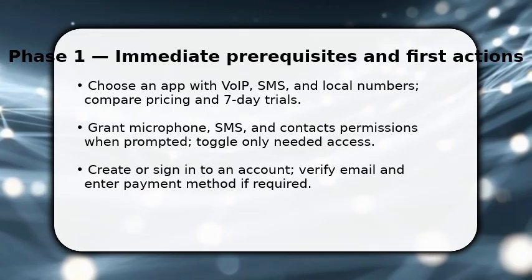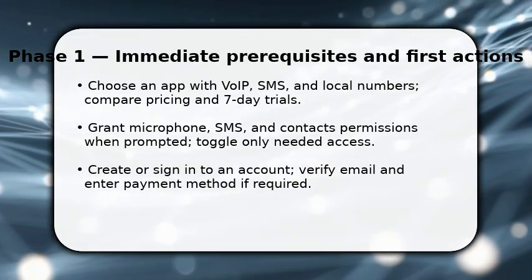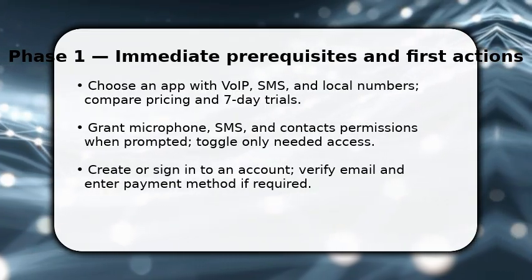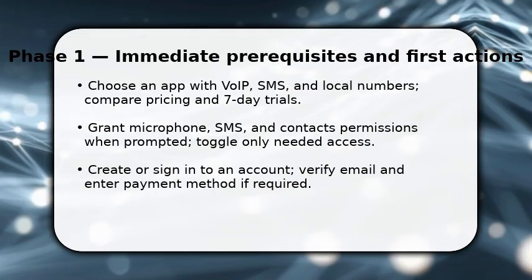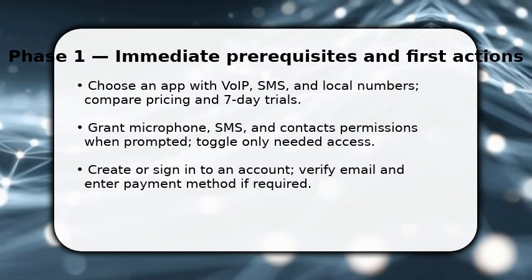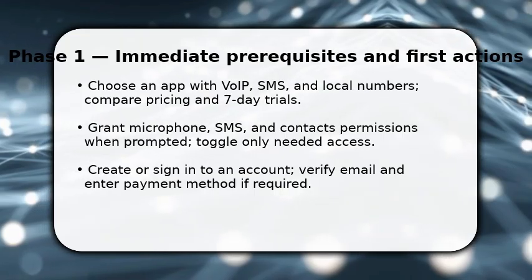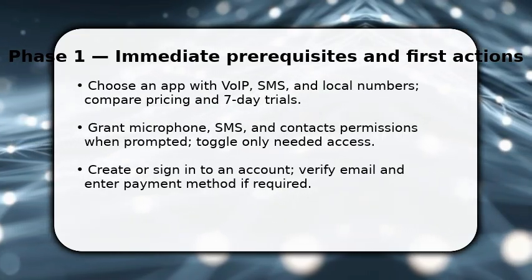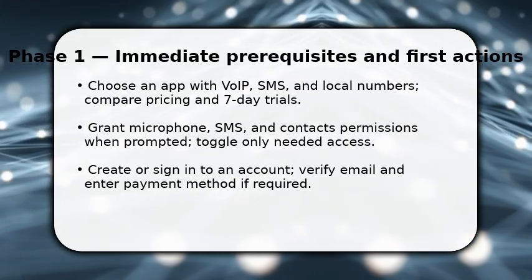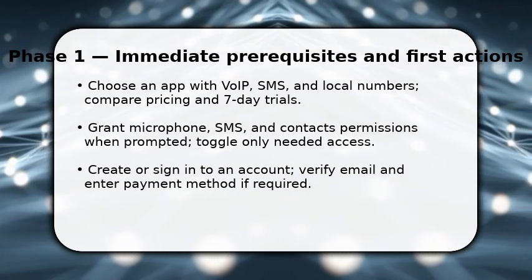You start by picking a reliable second number app and preparing essentials. Choose one offering VoIP, SMS, and a local number, then install it. Once installed, grant microphone, SMS, and contacts permissions so calls and messages route correctly. Make sure to allow notifications. Create or sign into your account, verify your email, and add a payment method only if you want a premium number. Next, open the app and tap Add, or Get Number to begin selecting your new second phone number.